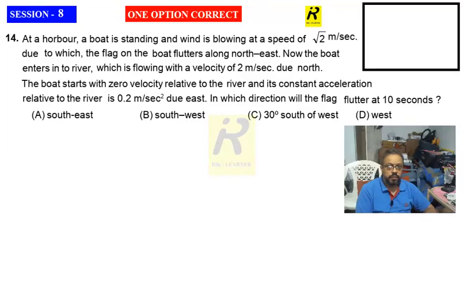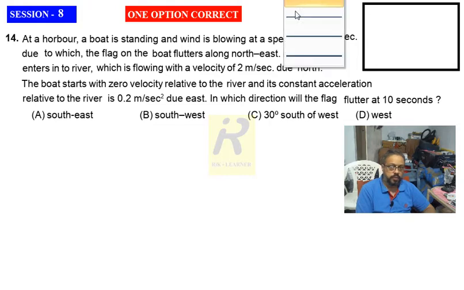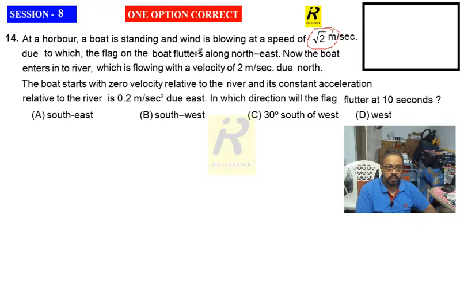Well, in this part, we are having a boat which is standing in a harbor where the wind is blowing at a speed of root 2 meter per second, due to which the flag is fluttering in the northeast direction. That means the wind itself is blowing in the northeast direction.